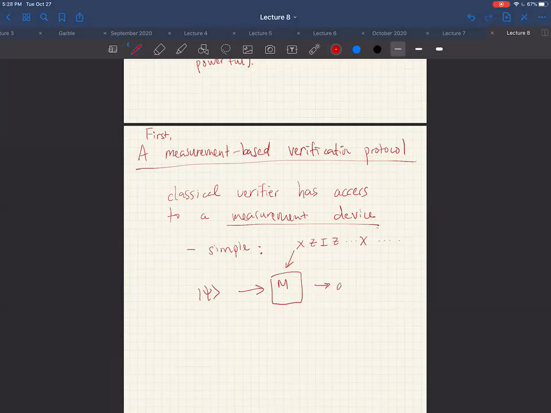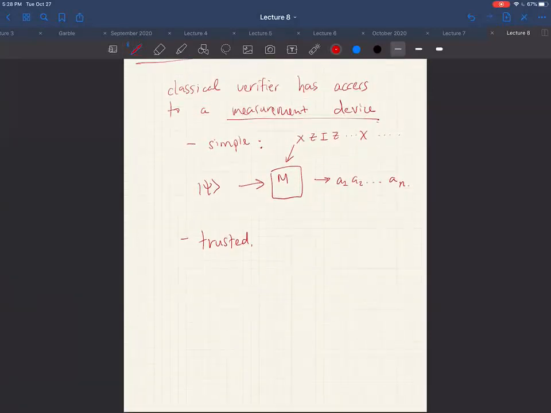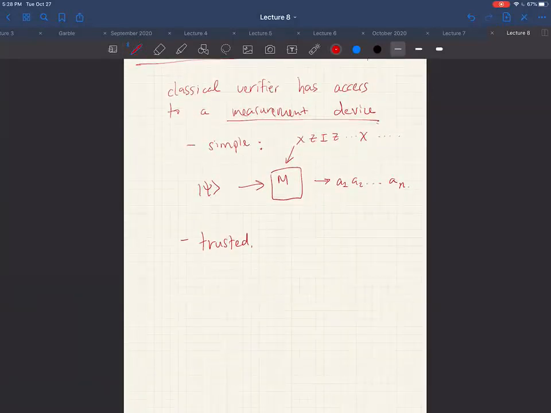And it returns a sequence of outcomes. So it's going to return A1, A2, up to AN, however many qubits this state has. And that's all the measurement device does. It's not capable of running a circuit or anything. So by itself, it cannot execute full quantum computations. It's really simple, but the important thing is that it's trusted. When the classical verifier tells it to do this measurement, it's actually going to do it in an honest way. So the claim is that in this model, the verifier can actually verify quantum computations in a pretty straightforward way.